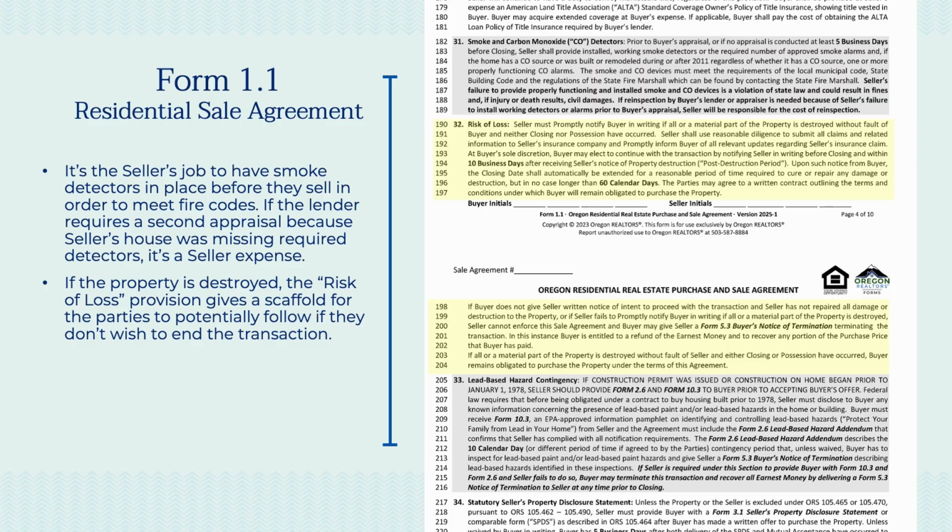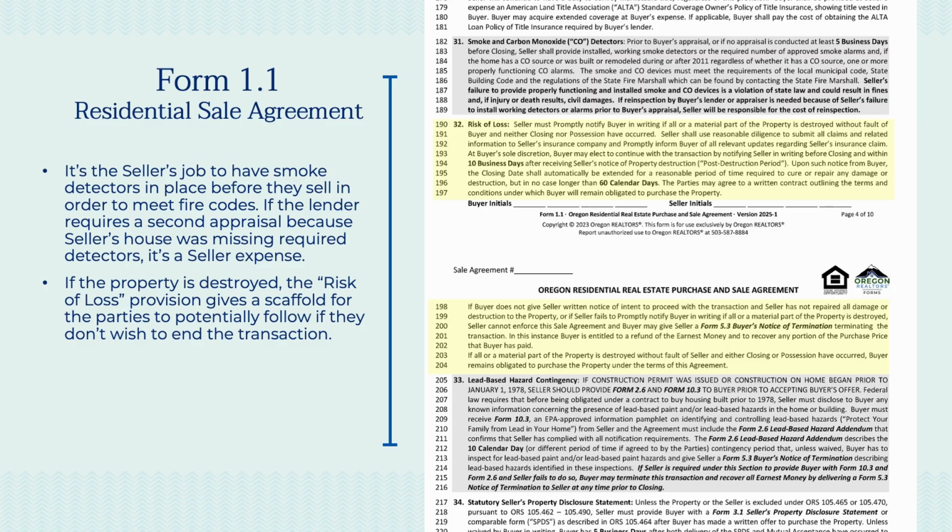Now, this provision essentially creates a scaffold for the parties to follow where they can say, yeah, we want to continue in the transaction and we'll try and renegotiate. It simply provides like a dotted line for the parties to follow and maybe move forward. This provision exists in large part for those properties that get caught in a disaster.